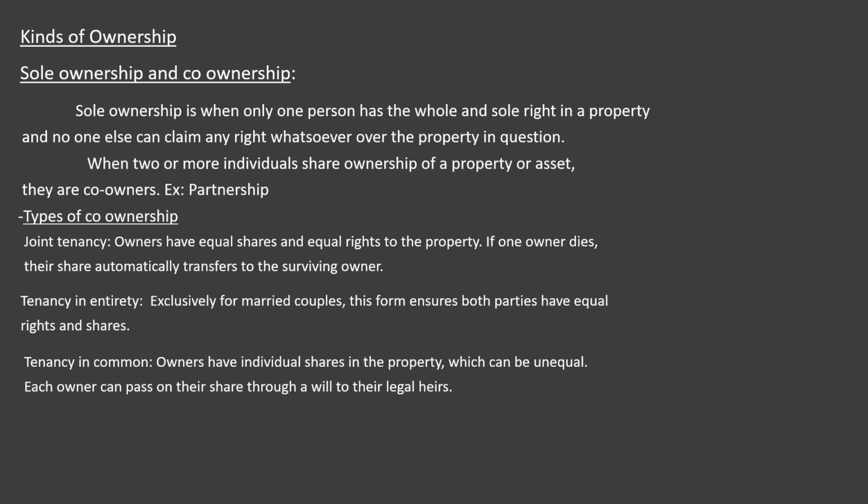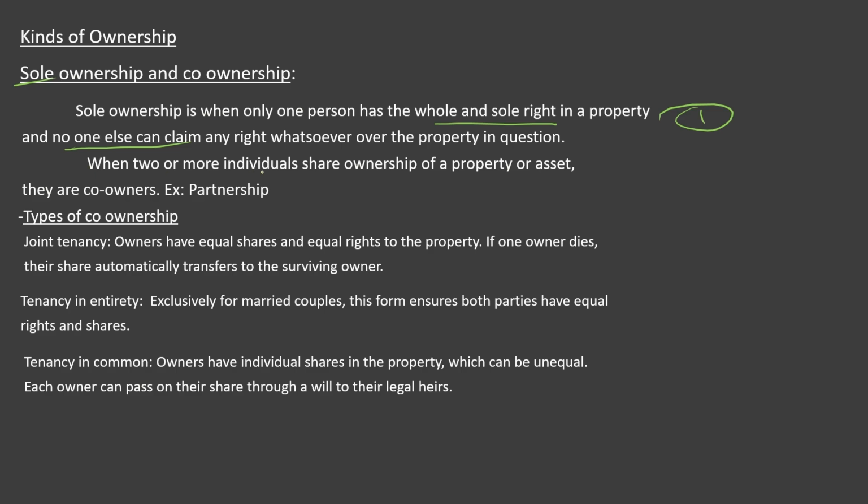The next is the kinds of ownership. The first kind of ownership is sole ownership and co-ownership. Sole ownership is when only one person has the whole and sole right in a property. This means that if a person purchases a property, the whole and sole rights on that property will be for that person alone, and no one else can claim any right whatsoever for the property in question. So this is about sole ownership.